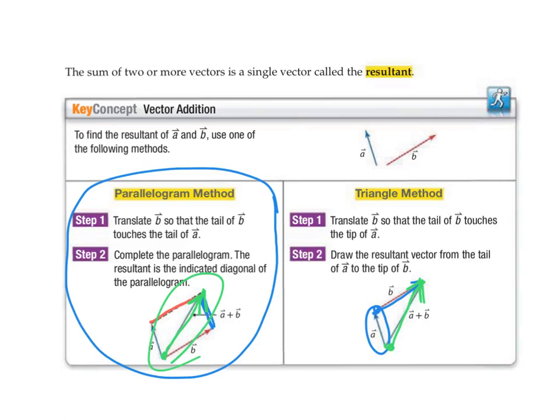So you can choose either way. You can choose the parallelogram way, or you can choose the triangle way. It doesn't matter how you do it. If you follow one of those two ways, you're still going to get the same answer for your resultant vector. Let's do a couple example problems where we're going to try to add vectors together.